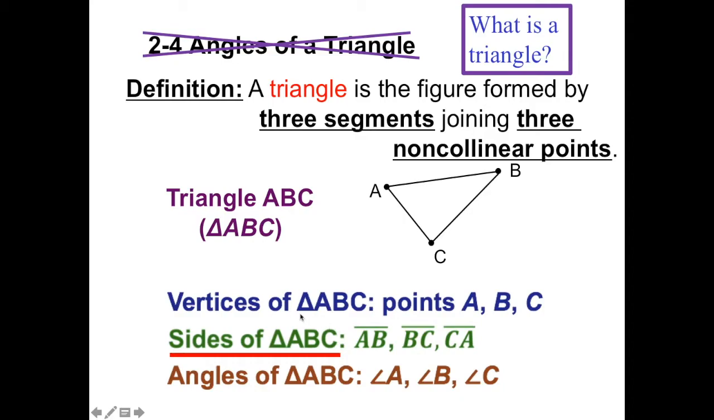Segment AC, C's got to connect to A, right? So A connects to 2 points, B connects to 2 points, and C connects to 2 points. And that's how you get those three segments. And finally, triangle ABC says that we have an angle A, an angle B, and an angle C.